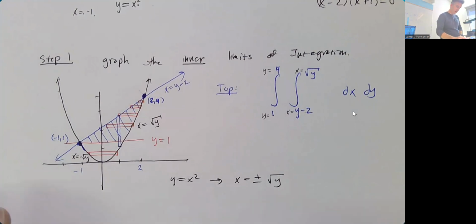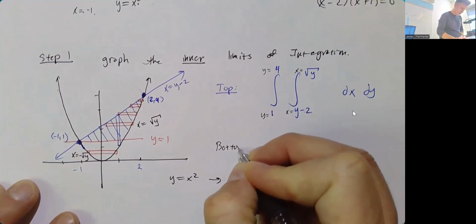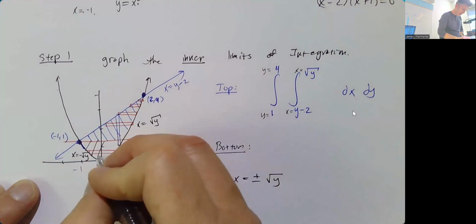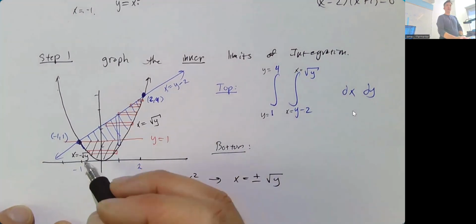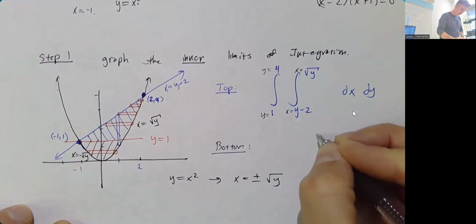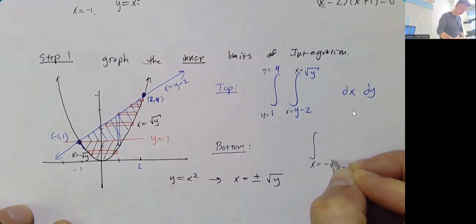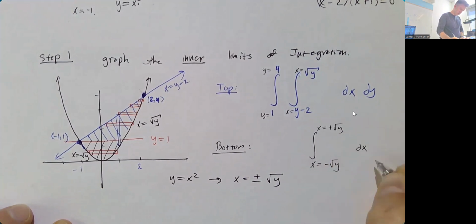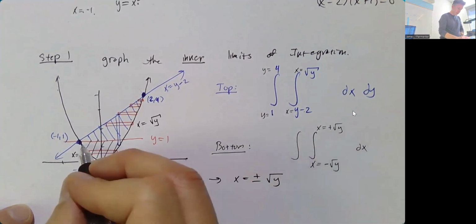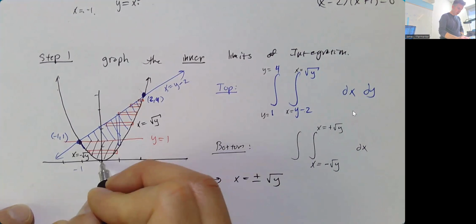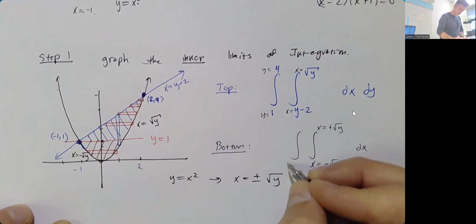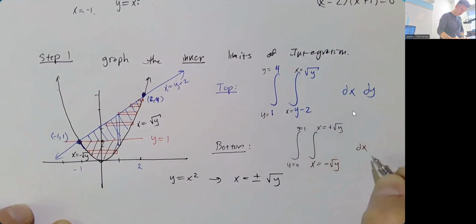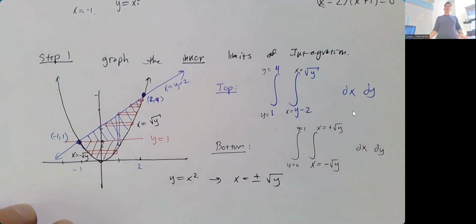Let's look at the other half, so the bottom part. Same idea, but now the left-hand boundary is going to change. For the left-hand boundary, we're going to have x equal to the negative square root of y. For the right-hand boundary, we're going to have x equal to the positive square root of y with a dx. And then this region here, the y values go as low as 0, as high as 1. And we would add those two intervals together to get the actual total area. And it would be area because my integrand was just 1.